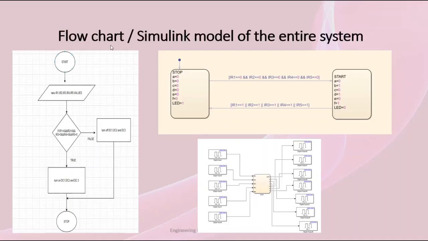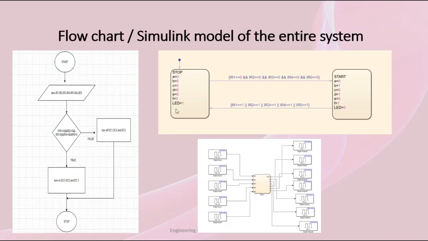Now let us see the flowchart and Simulink model of our entire system. Here we are using 5 IR sensors and 3 DC motors. First, we have to read all 5 IR values. If all IR values are equal to 0, then only all 3 DC motors have to start, else all 3 DC motors have to stop.